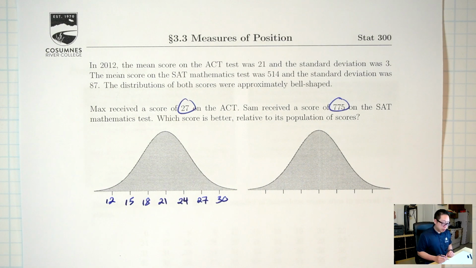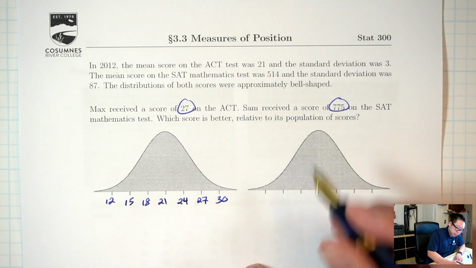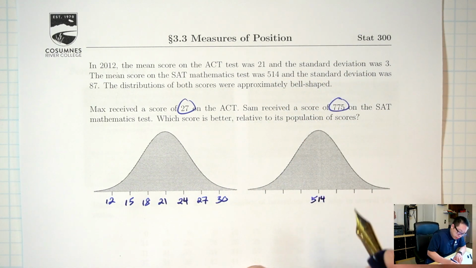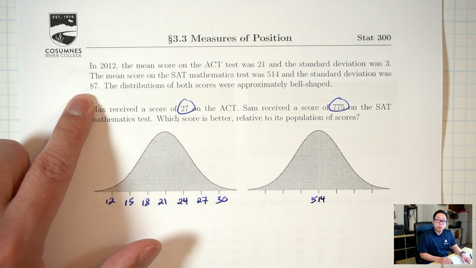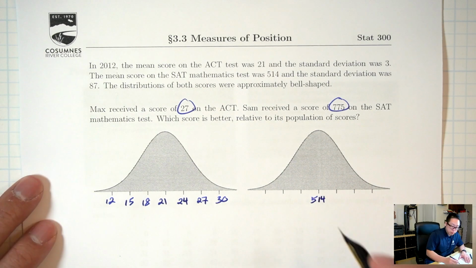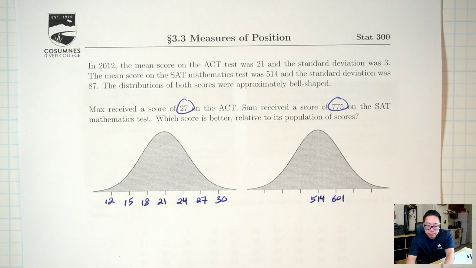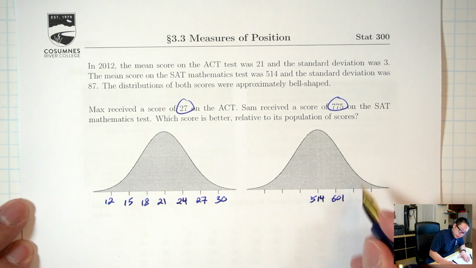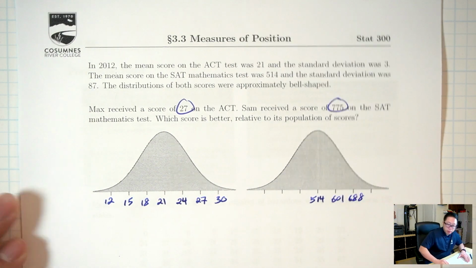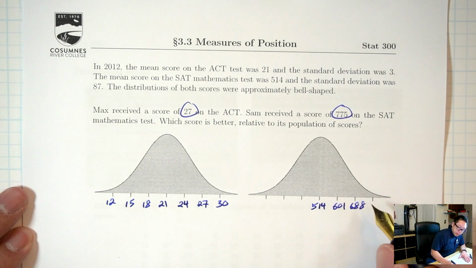And then we're going to do the same thing for the SAT Math. The mean for the SAT Math is 514. The standard deviation is 87, so we'll use that to go up 3 times and then down 3 times. So 514 plus 87 is 601. Plus 87 again, 688. Plus 87 one more time, 775.